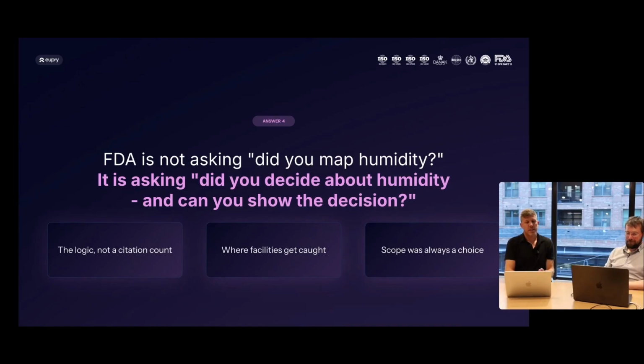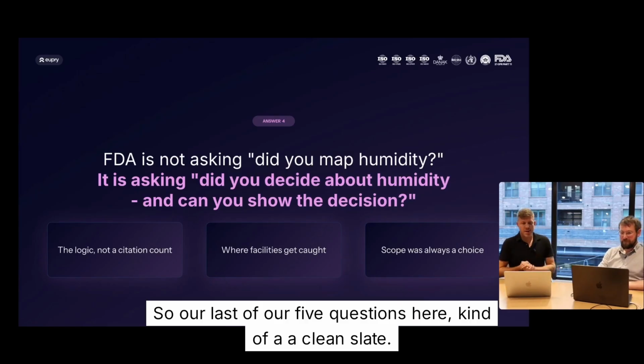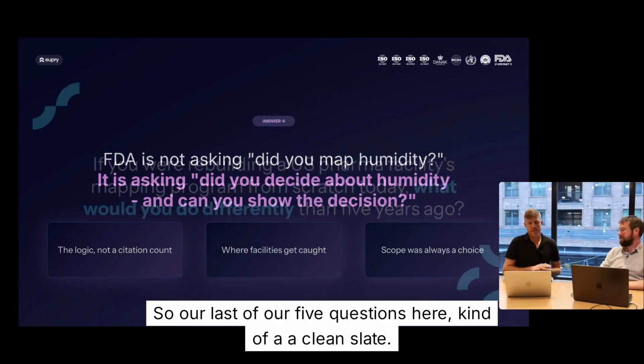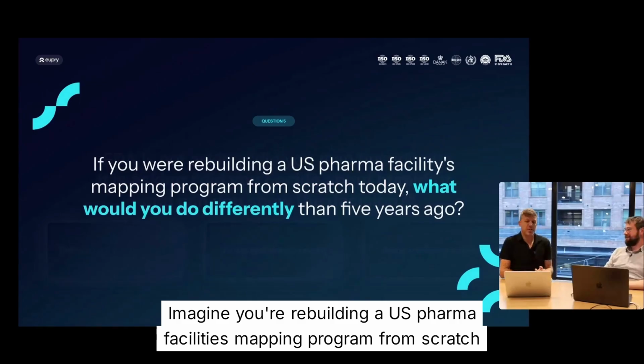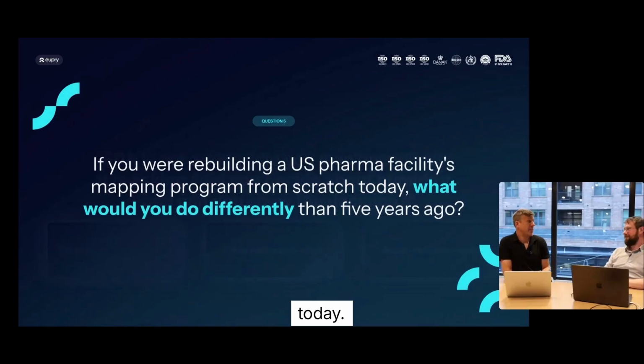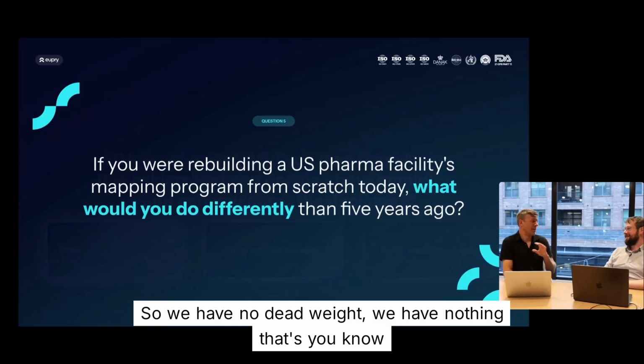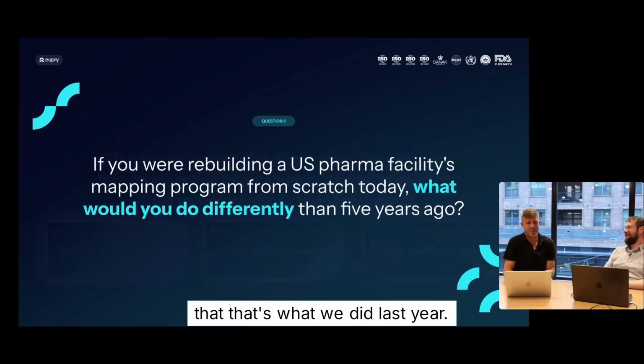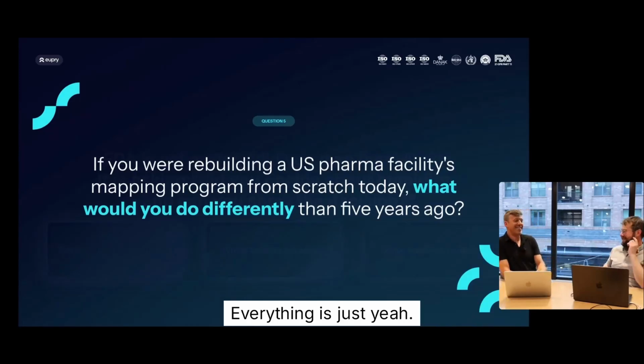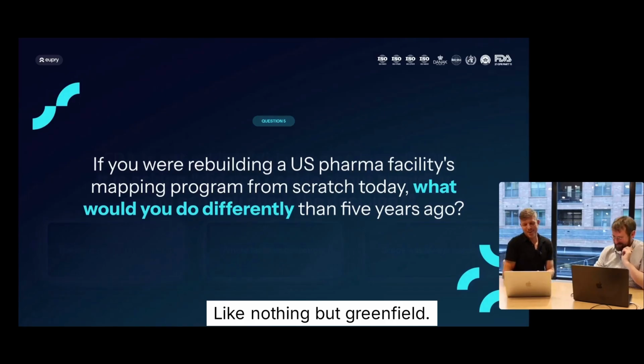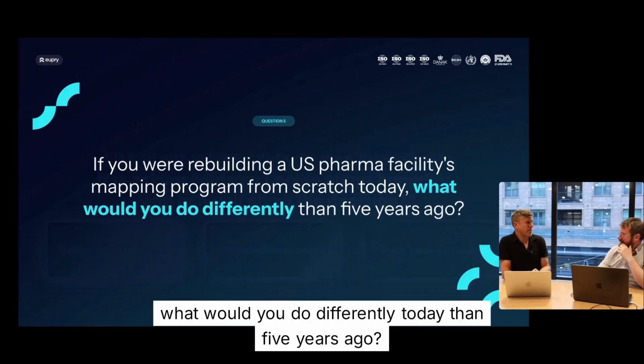Great. So our last of our 5 questions here, kind of a clean slate. Imagine you're rebuilding a U.S. pharma facility's mapping program from scratch today. So we have no dead weight, nothing from what we did last year. Yes, everything is nothing but greenfield. What would you do differently today than 5 years ago?